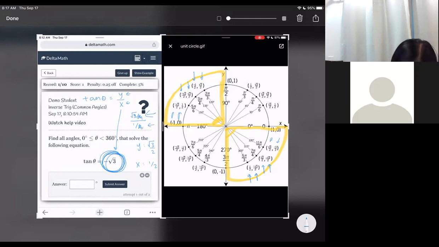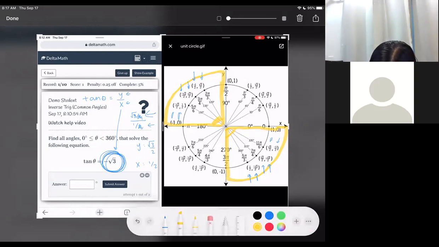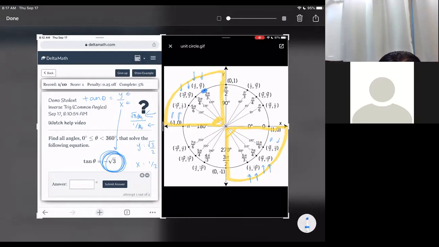Okay, and that's what we're going to be looking for in those two yellow highlighted sections. Let me look for it and I'll highlight them in blue. Where on these highlighted sections do we see the x value as 1/2 and the y value as root 3 over 2? Those two blue points that I just kind of blobbed in.